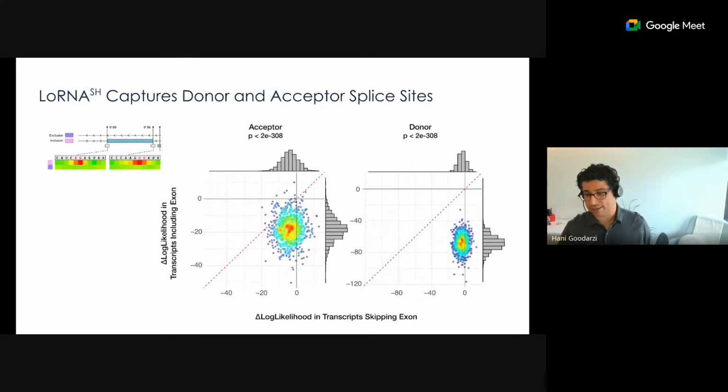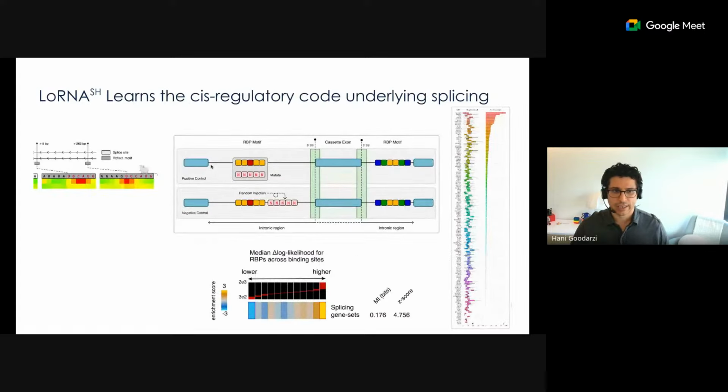Now we can do it transcriptome-wide. What I've done here is focus on the splice sites. These are called splice site acceptors and donors, the two ends of the exon; it doesn't matter what the names are. But the point is that across the transcriptome, if you mask or mutate these splice sites, the model likelihood changes, right? So the model has really internalized the splice site donor and acceptor signals, which is really nice.